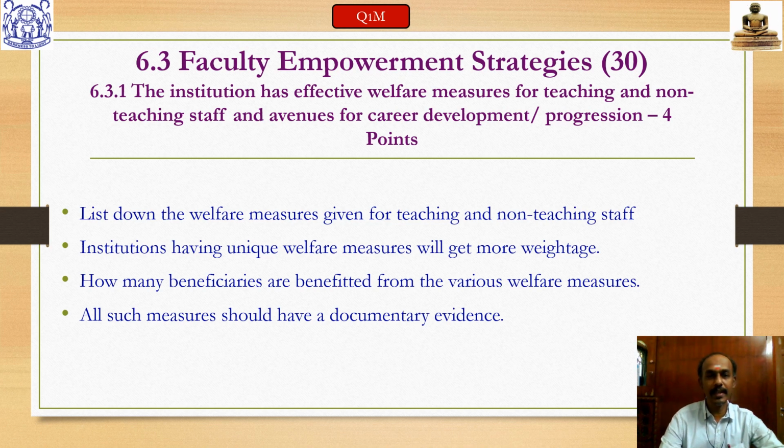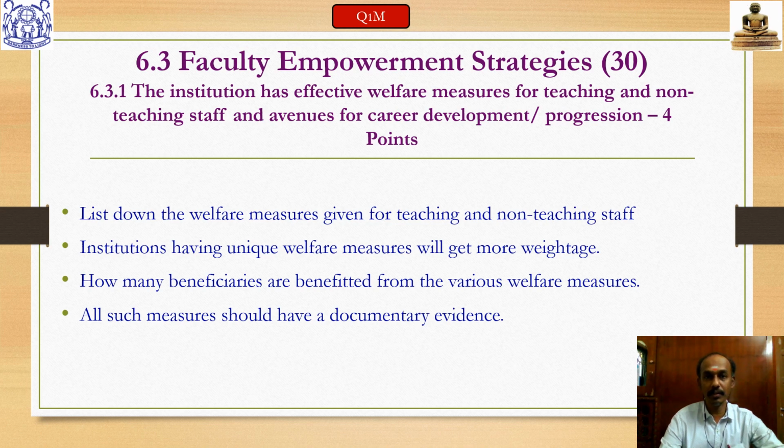For example, I can take an insurance policy for teaching and non-teaching staff, as well as for the students. That is one of the welfare measures which has been provided by our management. Like that you will have multiple welfare measures. So how many beneficiaries have benefited from these various welfare measures as well. All such measures should have documentary evidence. Like if you take an insurance, you have to have that policy document and the premium that you have paid, and all the details of the staff who are given these insurance facilities.